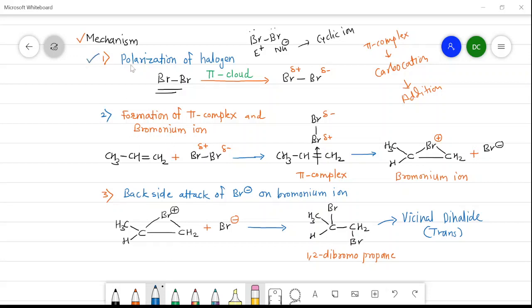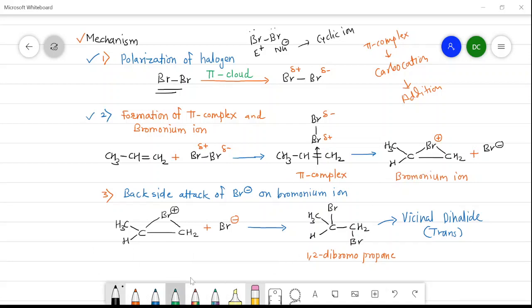It is the polarization of halogen. When the alkene and Br2 come in contact with each other, the pi cloud on the alkene causes polarization of this Br2 molecule. It gives Br delta plus, Br delta minus. So this polarized molecule will react with the alkene in the second step and it will form a pi complex. Then this pi complex converts into the cyclic ion, that is a bromonium ion.